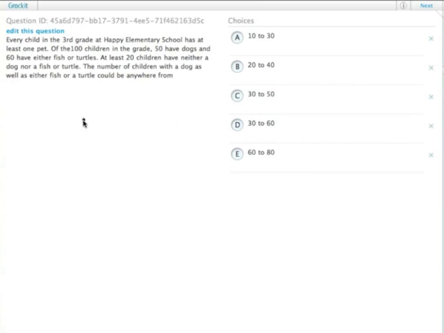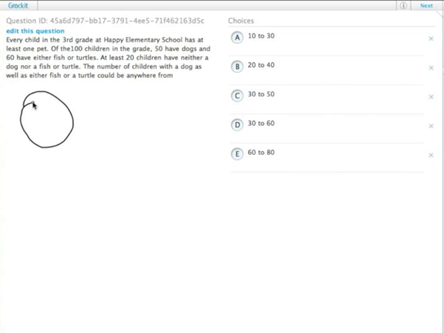So every child in 3rd grade at Happy Elementary School has at least one pet. And of the 100 children in the grade, 50 have dogs and 60 have either fish or turtles. So if we were to draw the Venn diagram, well, let's start with the Venn diagram.